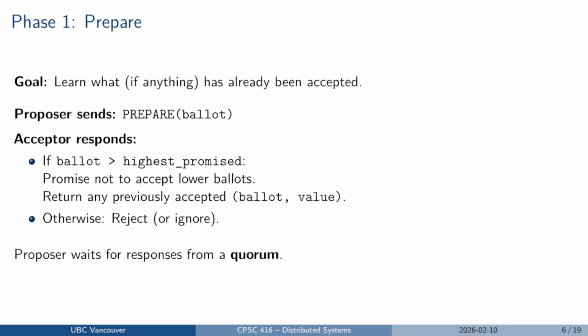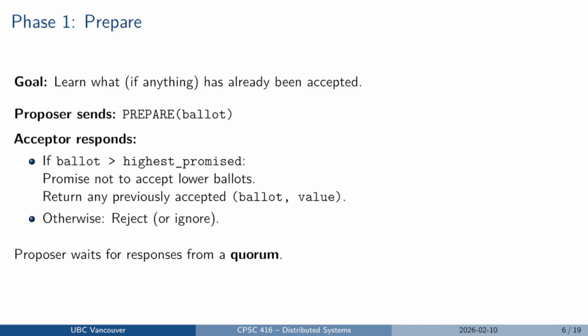What does this do? Any mathematicians in here? Anybody ever studied set theory? There's this thing called the axiom of choice. What this is doing is it's forcing an ordering. And that's its function. It doesn't block you from accepting higher numbered proposals. It only says, I won't accept a lower numbered proposal.